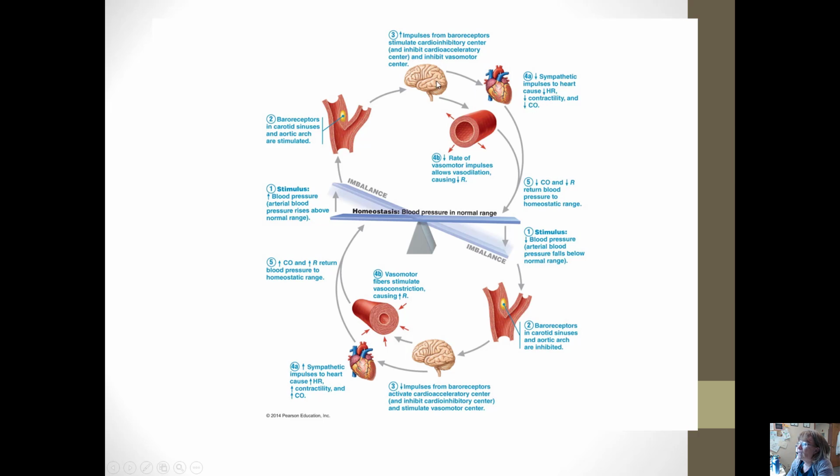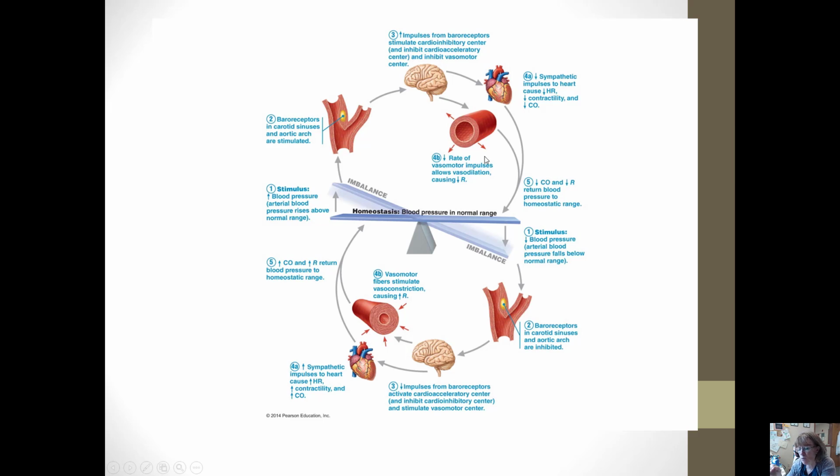And then by inhibiting the vasomotor center, the smooth muscle in the vasculature will vasodilate, and that will cause a decrease in peripheral resistance. And so we've decreased cardiac output, we've decreased peripheral resistance, and therefore we've decreased the blood pressure. So now blood pressure returns back to a normal homeostatic range.